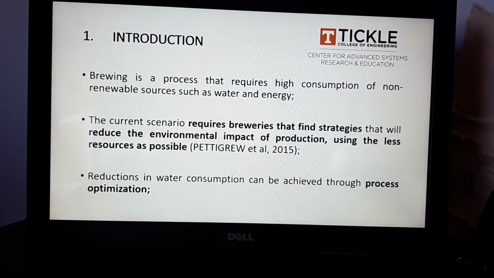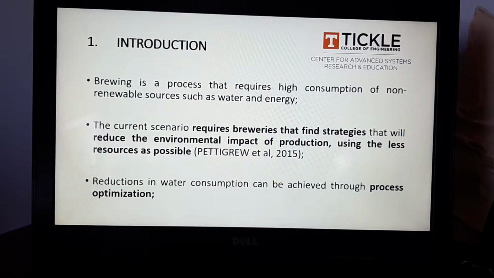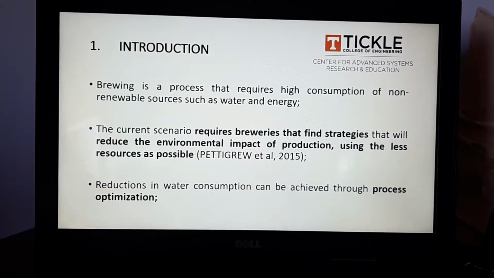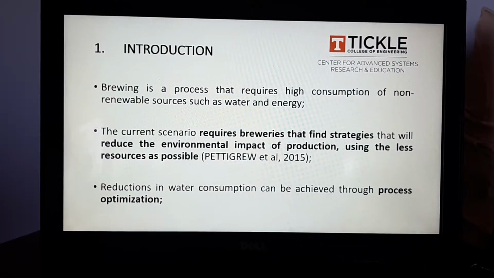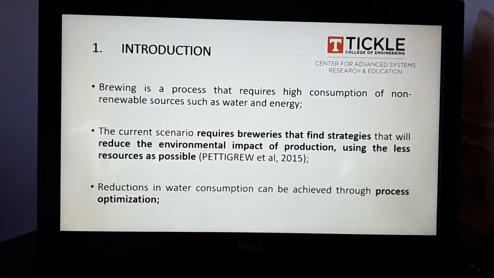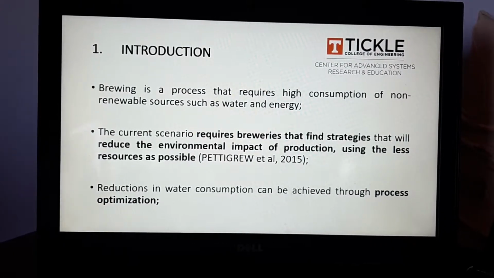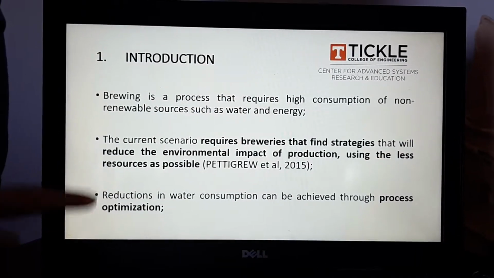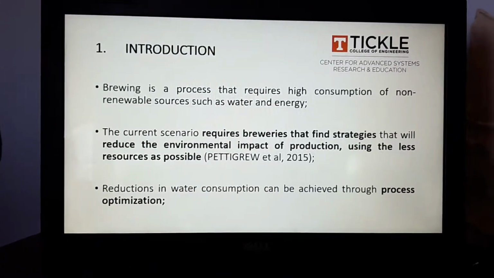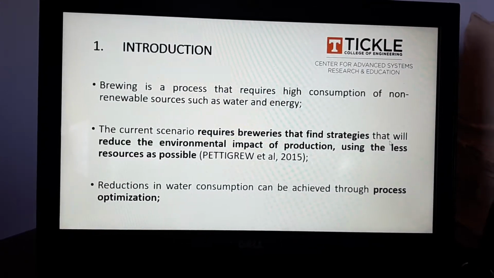Okay? So the world scenario says that you need to use as few resources as possible. Okay, so the reduction in water consumption can be achieved through process optimization. Okay, and that's what we are doing here in this project.